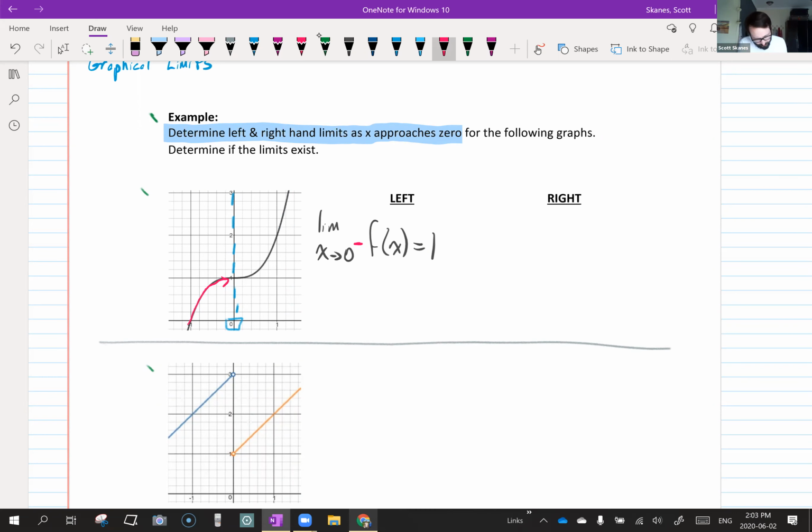Let's do the same thing from the right side. From the right side, as we go down, what value is it trying to get to? Clearly 1. So as we approach x from the right side, the value of the function, what's the limit? What's that y value that it's trying to get to? It's 1. And in this case, they are the same limit. Look, they're the same.